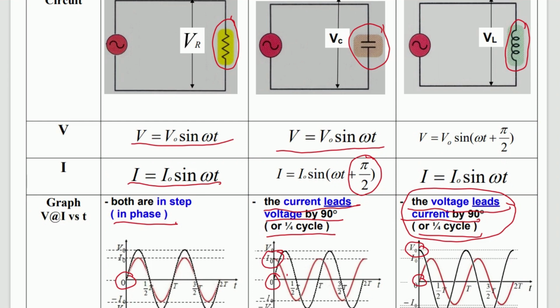When you are asked to write the equation, for this current, it starts from 0, so I equal to I naught sine omega t. Next, look at the voltage here. The voltage also starts from one point. So the equation will become V equal to V naught sine omega t plus pi over 2, because the voltage leads the current by 90 degrees or 1/4 cycle.